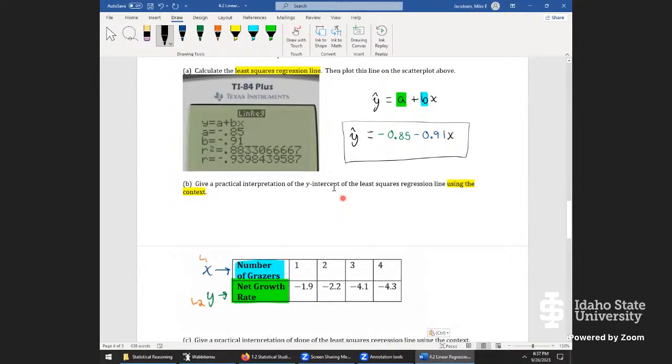Well, to get through this question, we also have to know what they mean by the y-intercept. And the y-intercept is this value here, the negative 0.85. So that's what we're interpreting. If we look at the notes on the y-intercept, the way you get the y-intercept as an output is you have to plug in a 0 for this x. Let's do that right here.